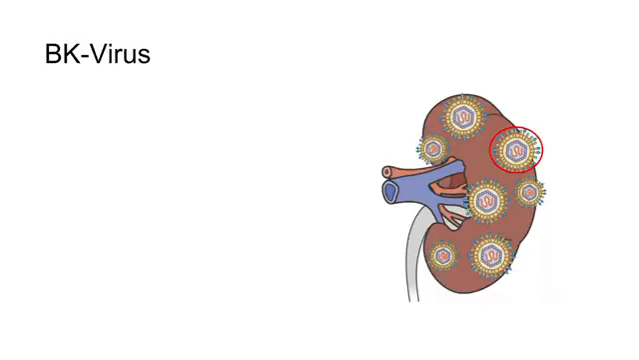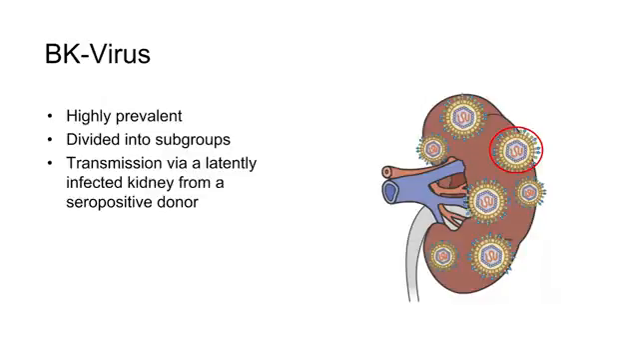This polyoma virus is, just like CMV, highly prevalent in the general population. Like CMV, there are many subtypes further divided into subgroups. Primary infection with BK virus typically occurs during childhood. The virus remains latent in the kidney and B-cell lymphocytes forever thereafter. Similar to CMV, BK virus is transmitted by the latently infected kidney from a seropositive donor.